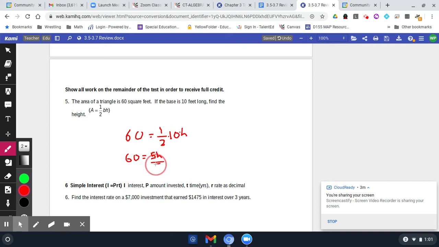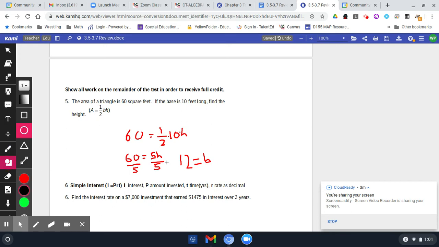And then you guys know how to separate a number from a letter. All you do is divide by 5. And then you go ahead and get 60 divided by 5. And again, if you need to use your calculator, go ahead and use your calculator. So I'll do this one all the way through for you guys. 60 divided by 5. That's one that some of you might know how to do in your head. But 12 equals h. Okay, and so that would be the height.